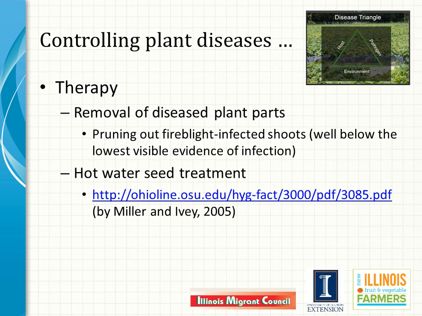Therapy, the removal of infected plant parts or killing off an infection within a plant, is usually not an option. Pruning out fire blight infected shoots, well below the lowest visible evidence of infection, might be considered to be therapy. But perhaps a more widely used version of therapy is hot water seed treatment. Use the link presented here for more information.